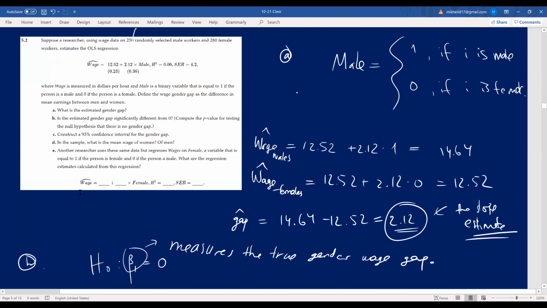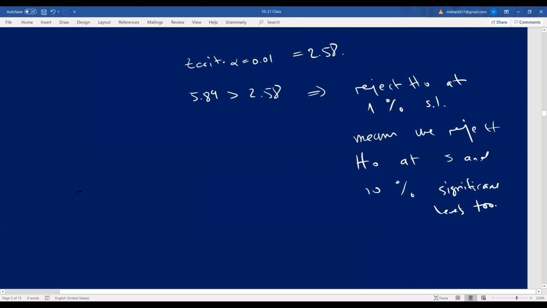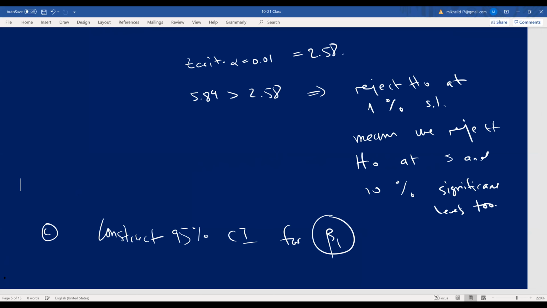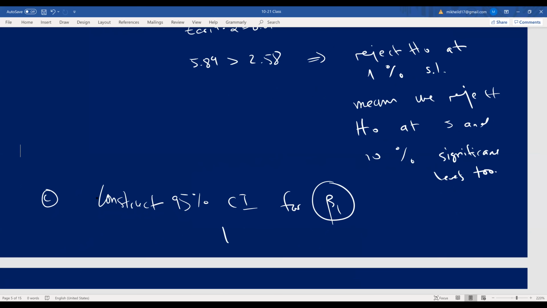Then the next question is construct a 95% confidence interval for the gap. So that's like constructing a 95% confidence interval for beta 1, which you guys already know how to do. The next question is similar, so you know how to do it. Try it yourself. Similar to what we did before.